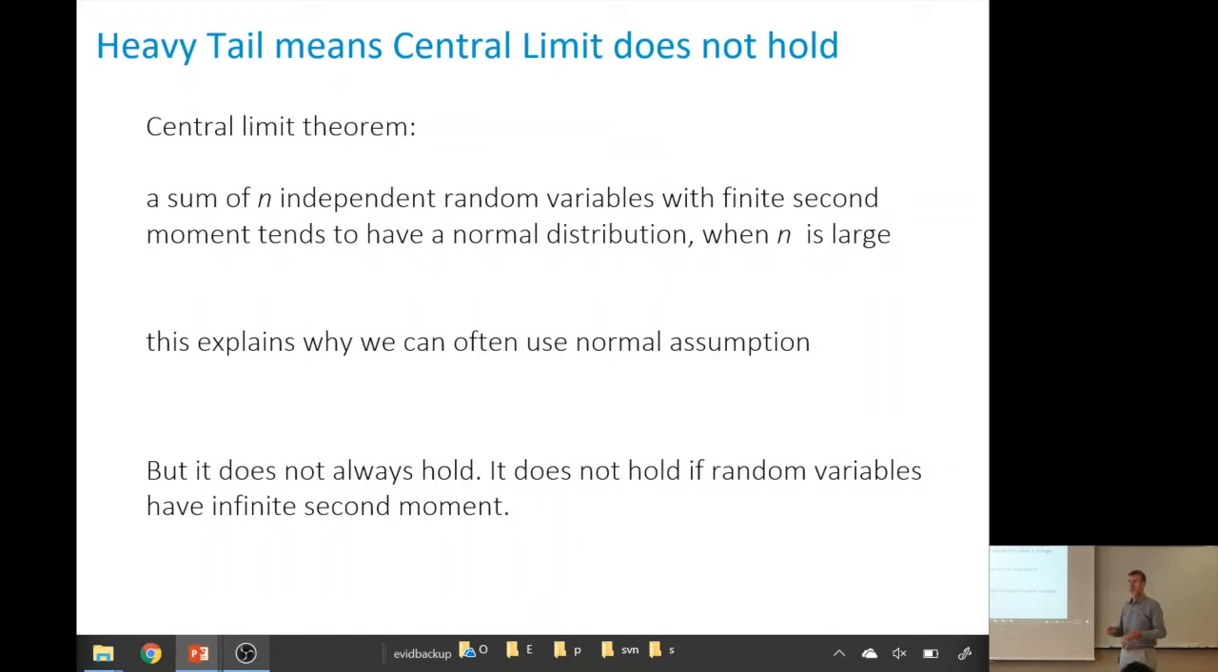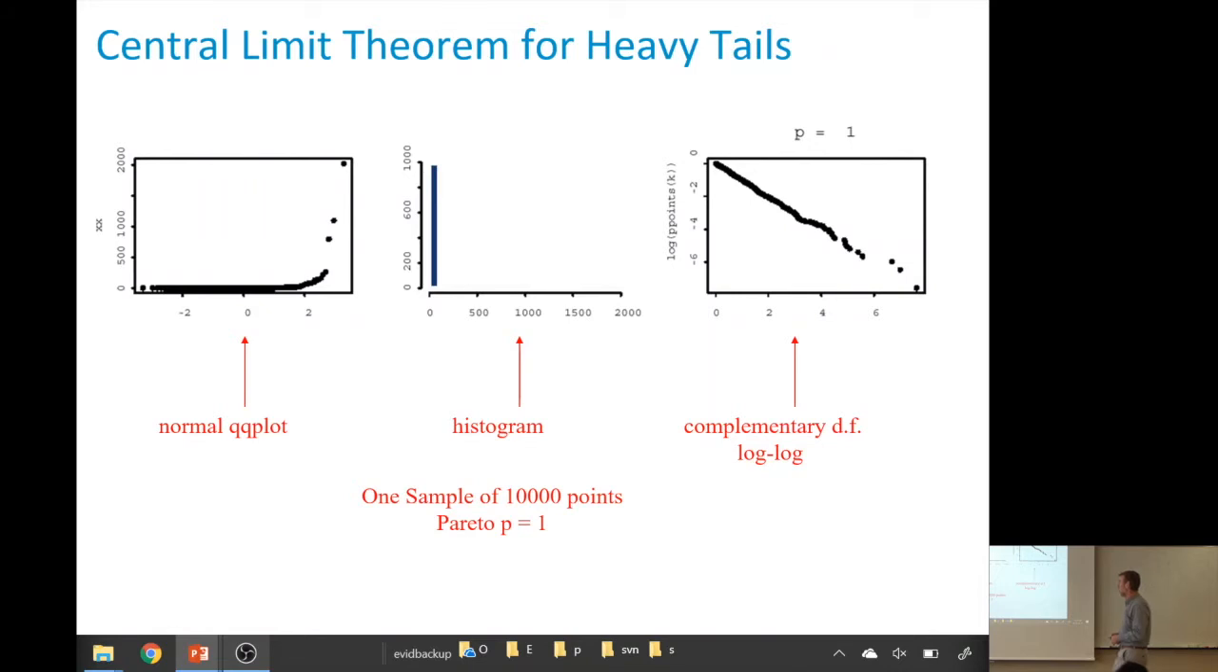That explains why the Gaussian distribution is so pervasive. We see it a lot, but not everywhere, as we will see. It doesn't hold if the random variables have infinite second moment. So if they have heavy tail such that the second moment is infinite, then the central limit doesn't hold.